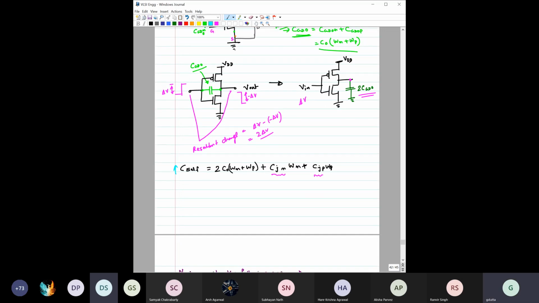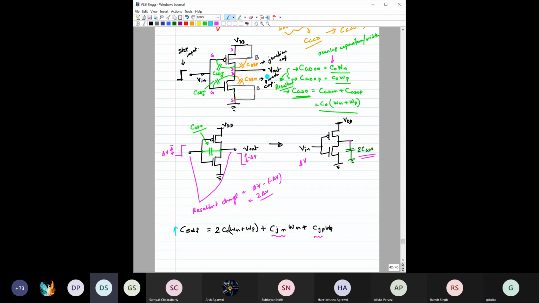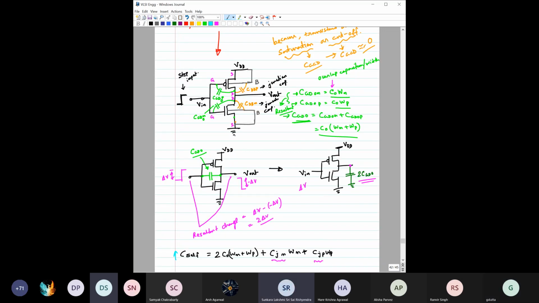Hello, sir. In this case, we have considered the variation in both input and output voltages for calculating the effective overlap capacitance. But in the previous case, we hadn't used the output voltage. The same effect can be seen in the previous case, right? So what may be the reason for it? Very good question.